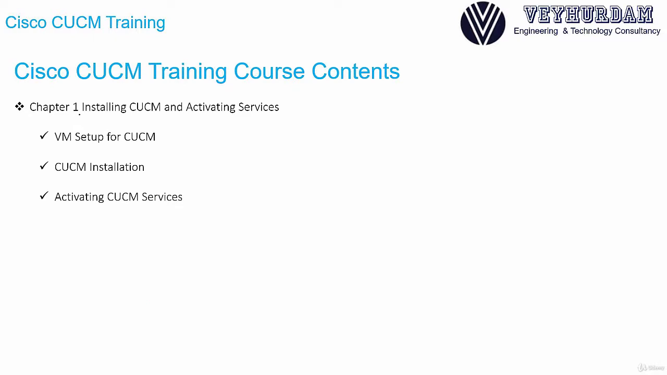Under chapter 1, we will talk about how to install CUCM and how to activate services. What are those services will be our main concern. We will first start with the VMware setup for our CUCM and how we can deploy the OVA file, and then how we can do the necessary configurations and edit the settings for the OVA template for our virtual machine. Then we will start our CUCM installation.